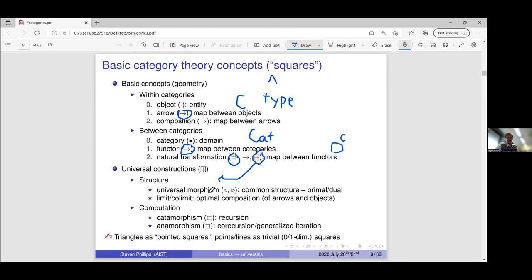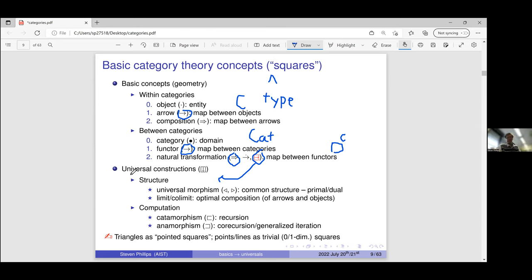One is the notion of general universal morphism. It has this triangle icon here. And we noted yesterday that triangles can be regarded as special squares, pointed squares. And then the notion of limit, a very important class of universal construction. And this all comes under the topic of structural relationships between various bits and pieces.